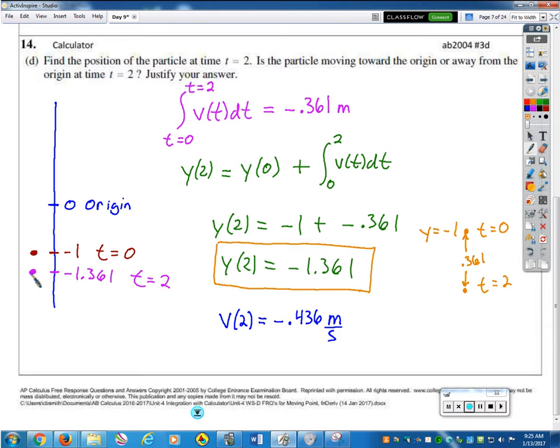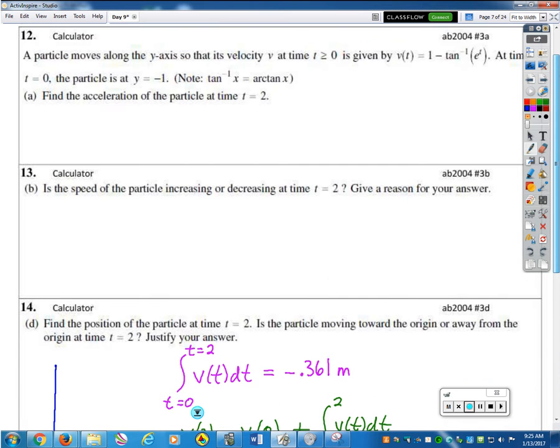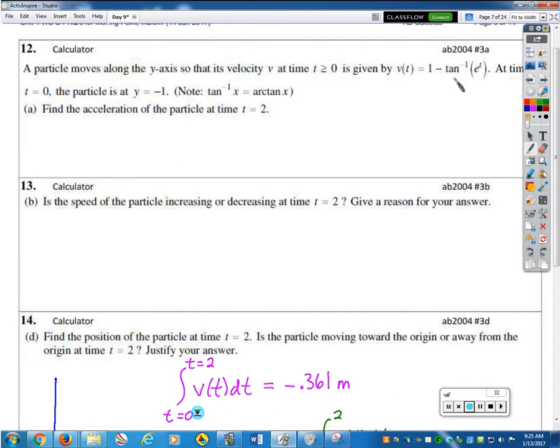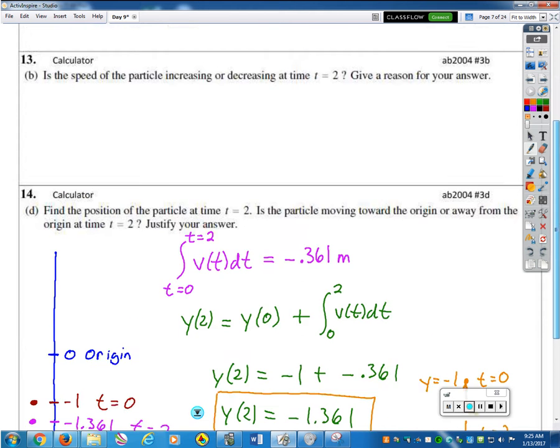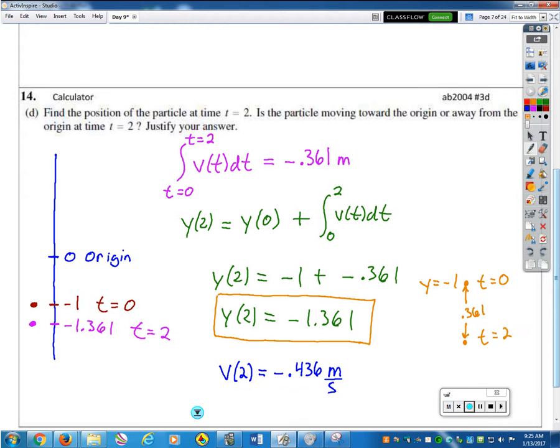How did you get, or what is the velocity equation? Oh, no worries. So the velocity equation was up here. Is it the v of t 1 minus? Yes. Okay. So she just used that, put it in her calculator, plugged in a 2, and figured out the velocity. Okay. 3 tickets, well done.